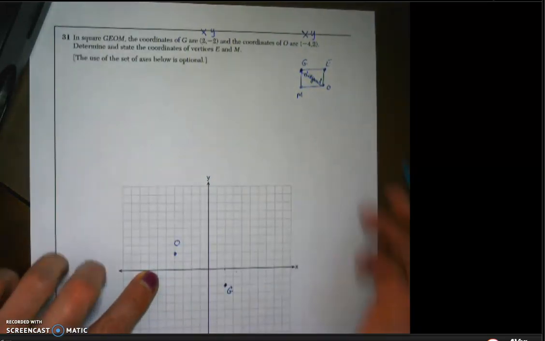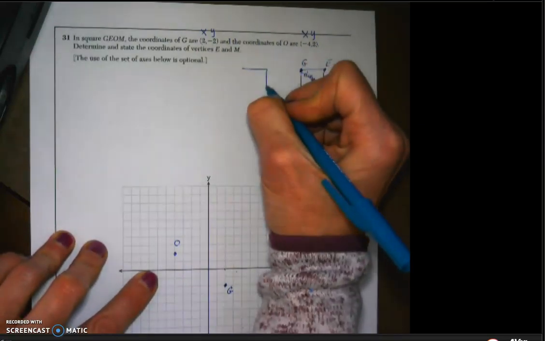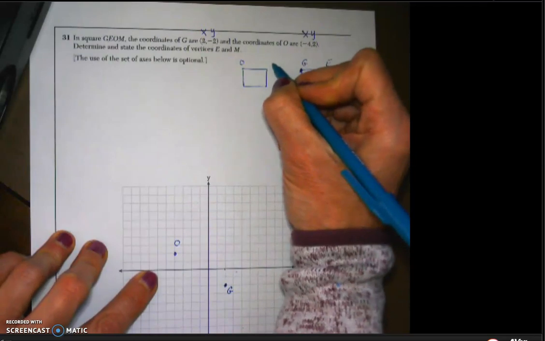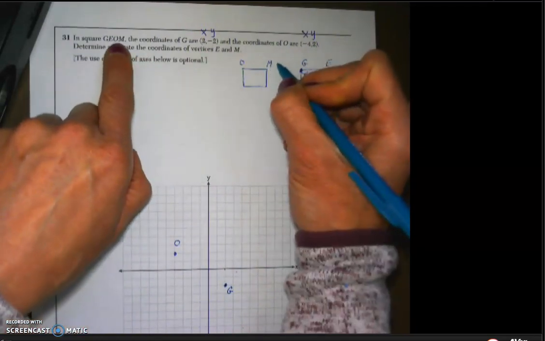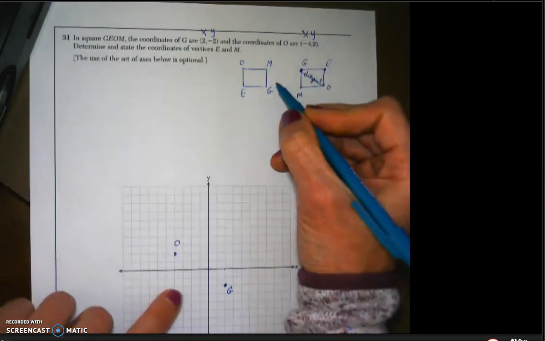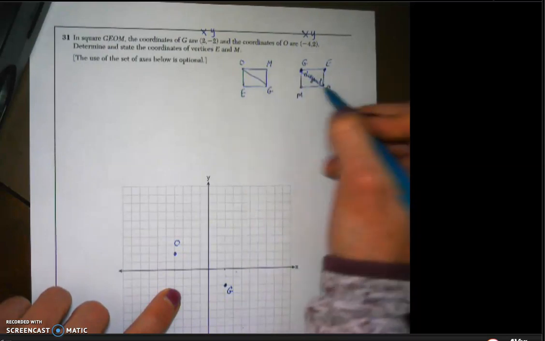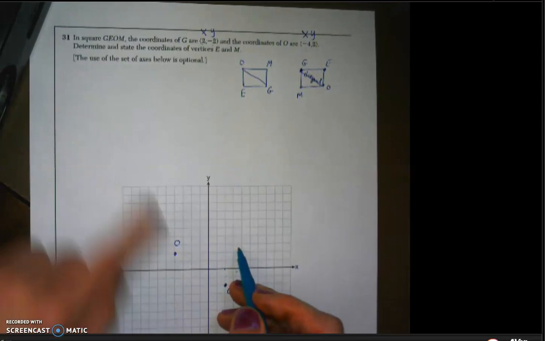So right away, instead of it being this way, we can redraw this. We know that O is here, then what comes after O? Then we have M, and then G is here, and then E is here. So it's still the same thing. OG is still going to be a diagonal. This is not the side of the square, all right?